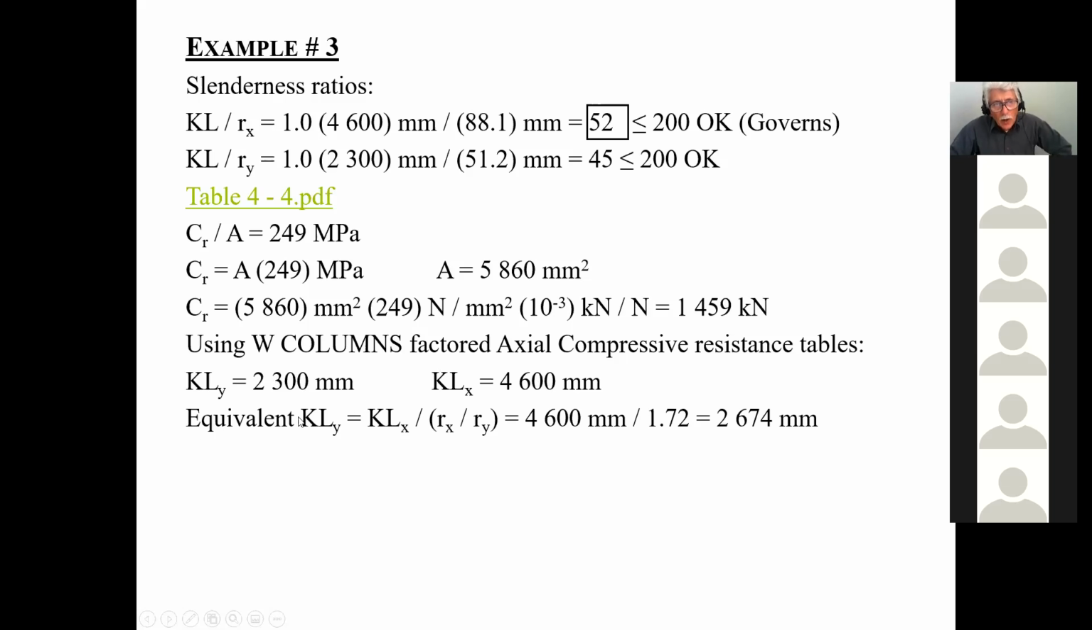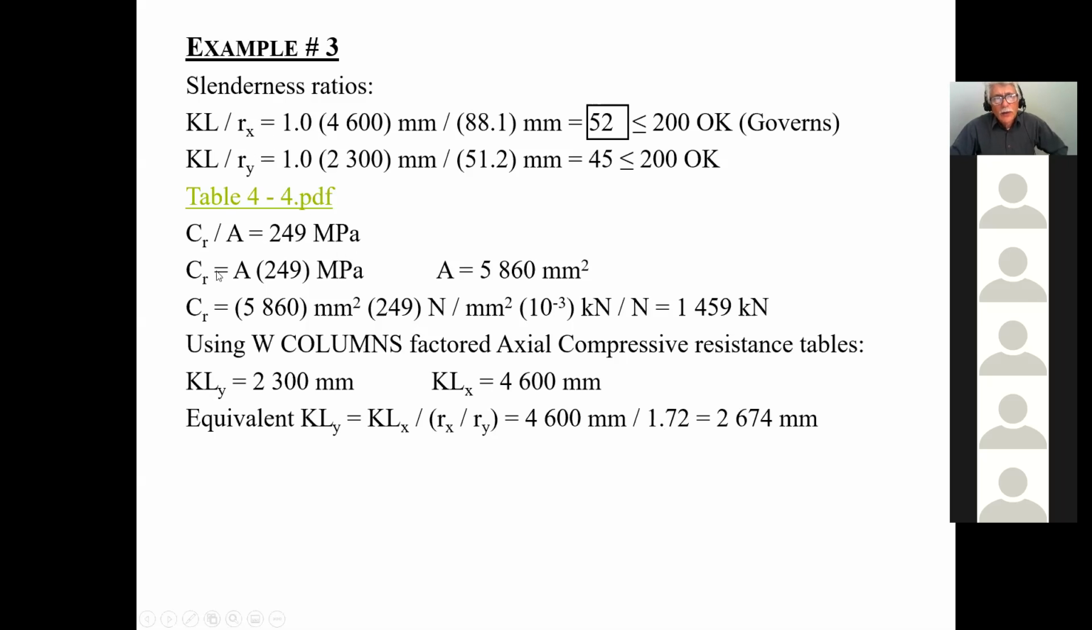So the equivalent KLY value here, you take the KLX value that you have and you divide it by the RX divided by the RY value. In other words, we have the RX value, and this is how you find an equivalent KL for the table based on the LX value, because the table is all based on the fact that both are unbraced.